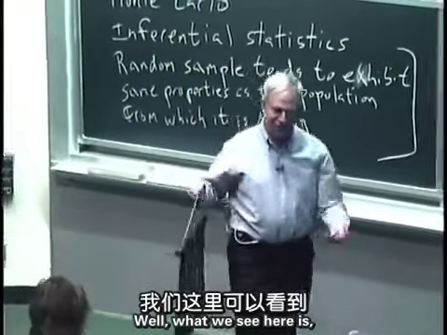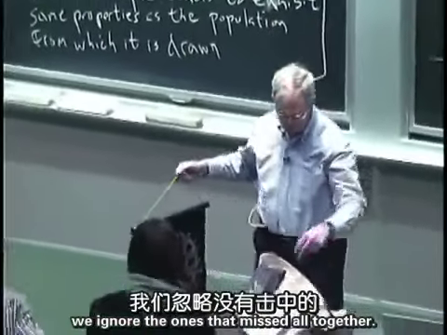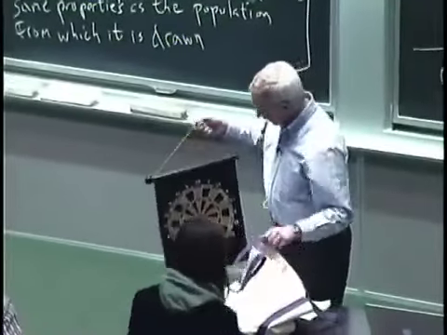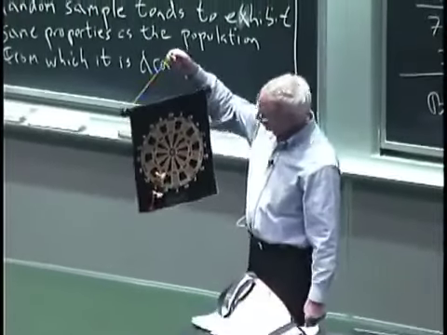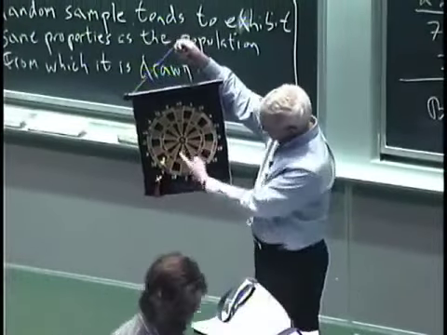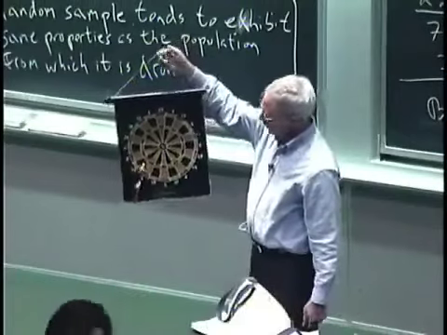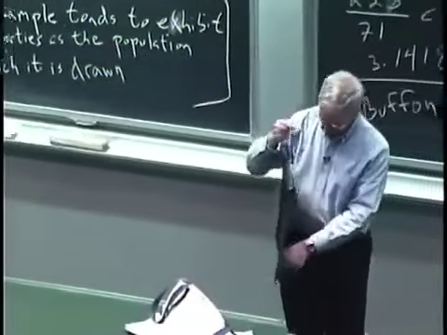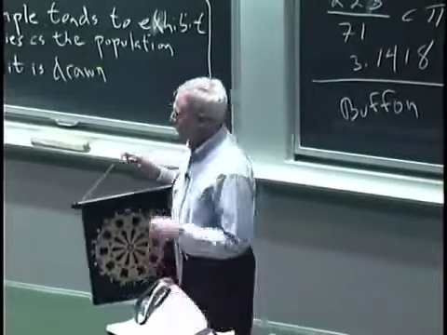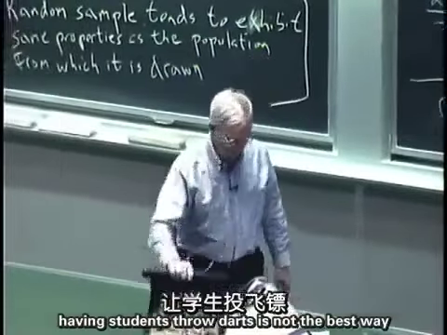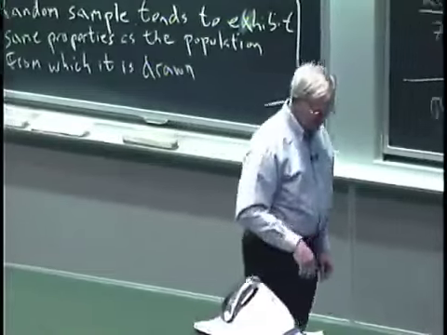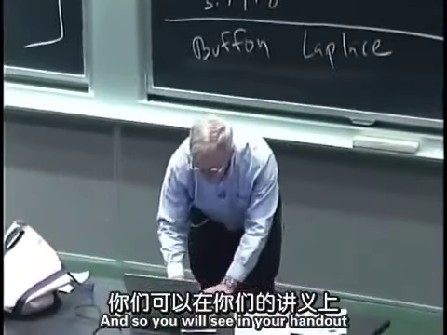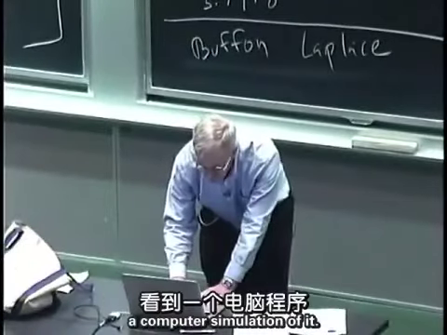Well, what we see here is we ignore the ones that missed altogether. And we'll see that truly, I'm assuming these are random throws, we have 1 here and 2 here. Well, your eyes will tell you that's the wrong ratio, which suggests that having students throw darts is not the best way to solve this problem. And so you will see in your handout a computer simulation of it.